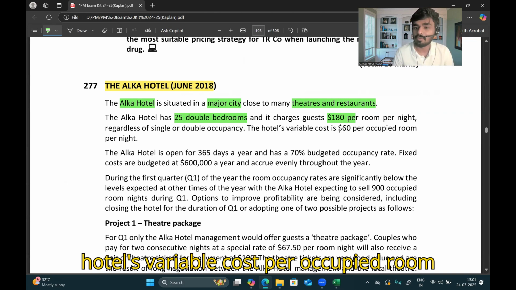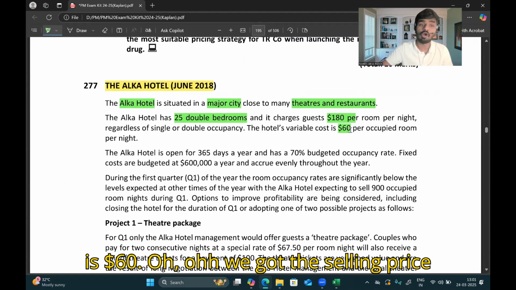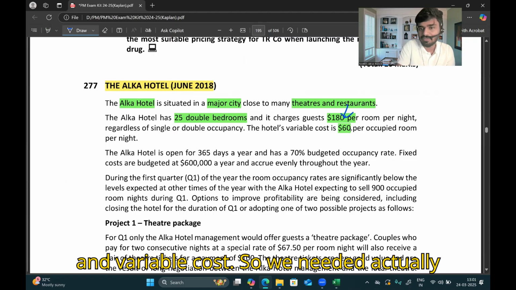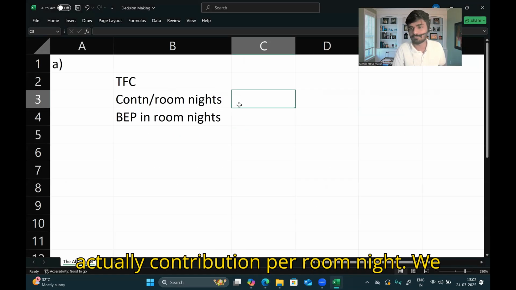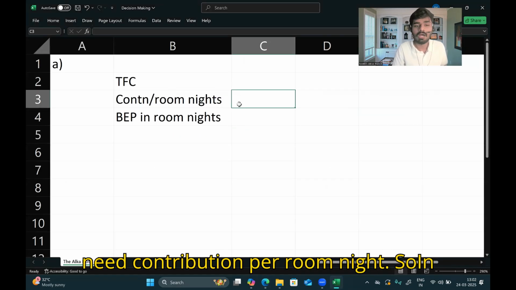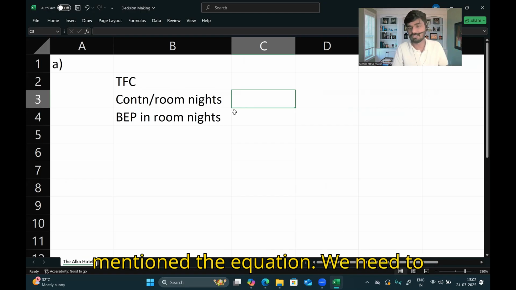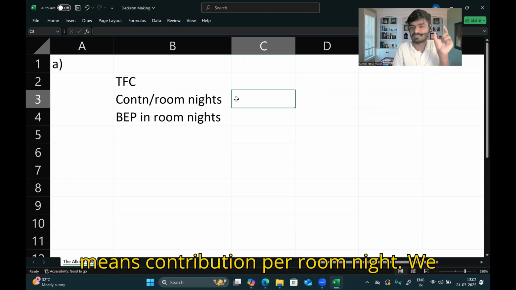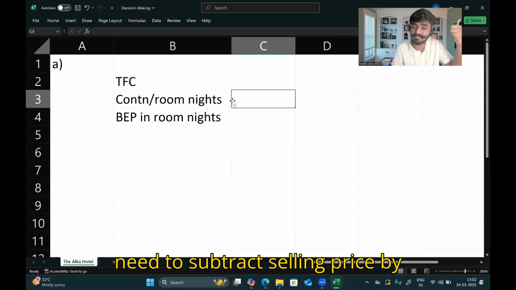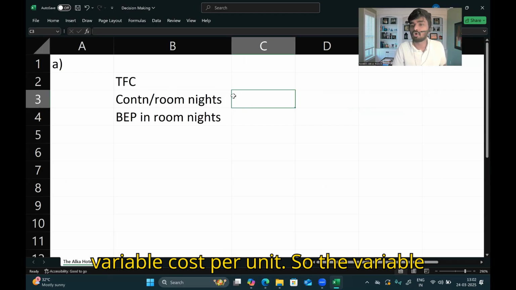And the hotel's variable cost per occupied room night is $60. So we got the selling price and variable cost, and we need the contribution per room night. In order to get contribution, I have already mentioned the equation: we need to subtract variable cost from selling price. Contribution per unit means contribution per room night.